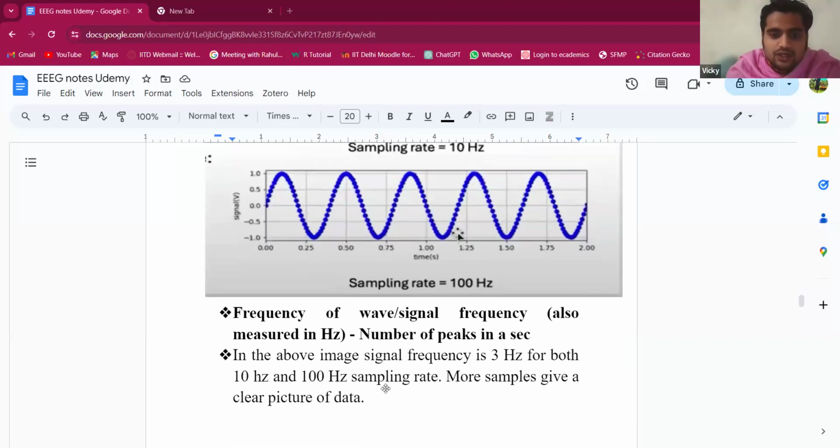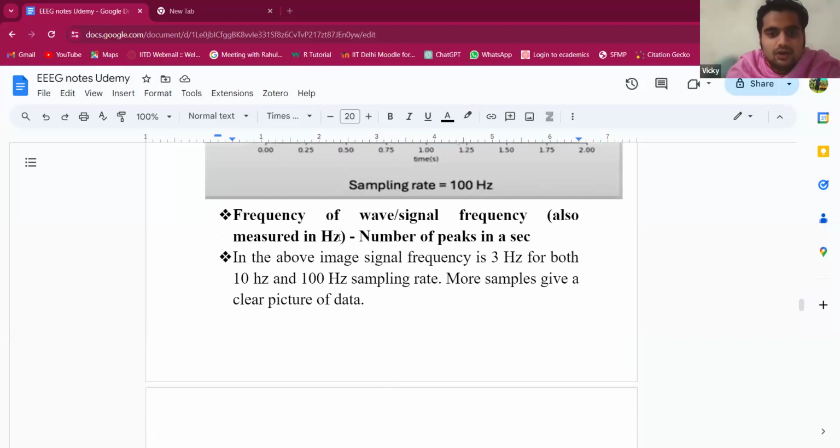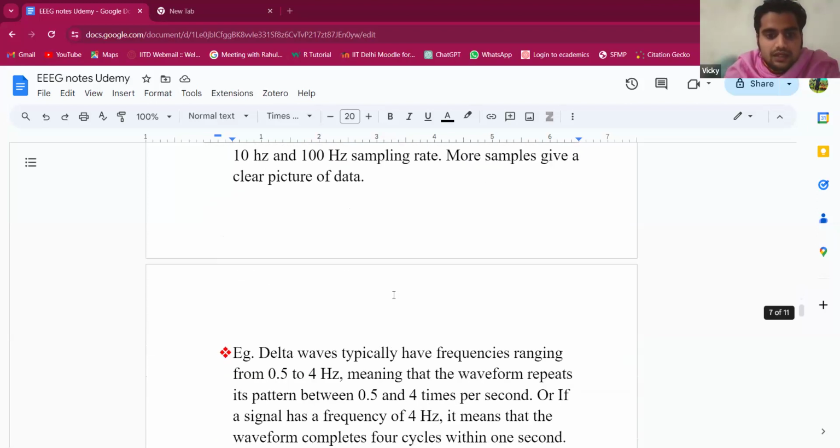And so what is frequency now? We can call it frequency of the wave or signal frequency. It is also measured in hertz, the number of peaks in a second. So in the above image, as we talked, the signal frequency is 3 hertz for both, but more samples give a clearer picture of the data.